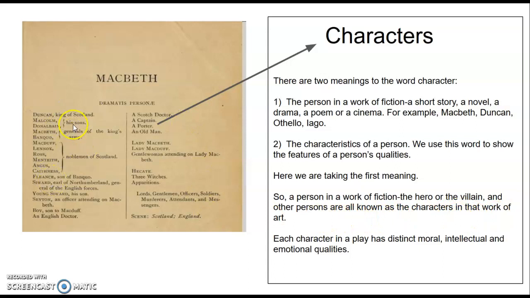Some of them are major characters and some others are minor characters. Each character in a play has distinct moral, intellectual, and emotional qualities. Every dramatist tries to make characters who seem real. Hence, every character has its own distinctness. Duncan has his own qualities that are quite different from those of Macbeth.